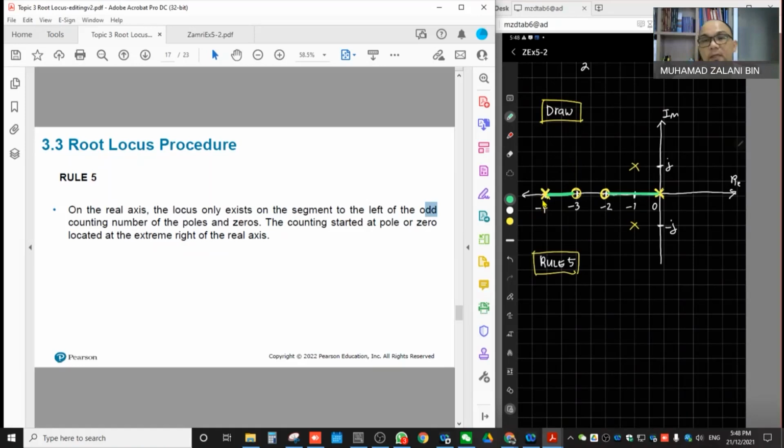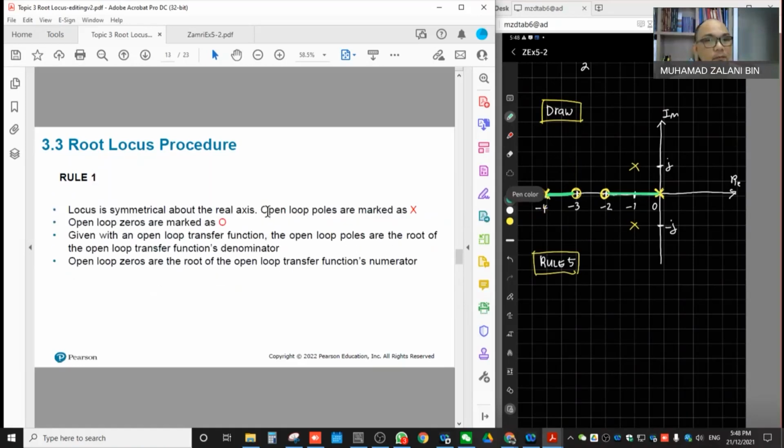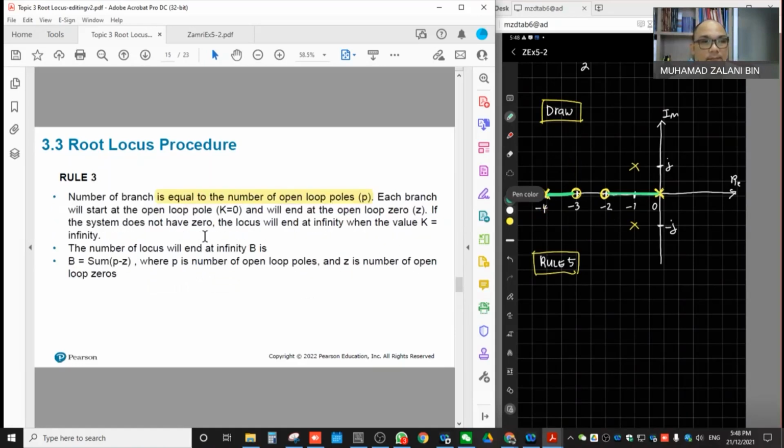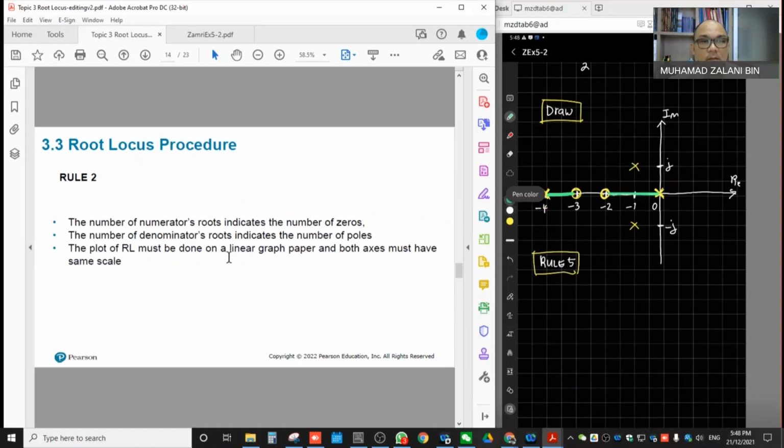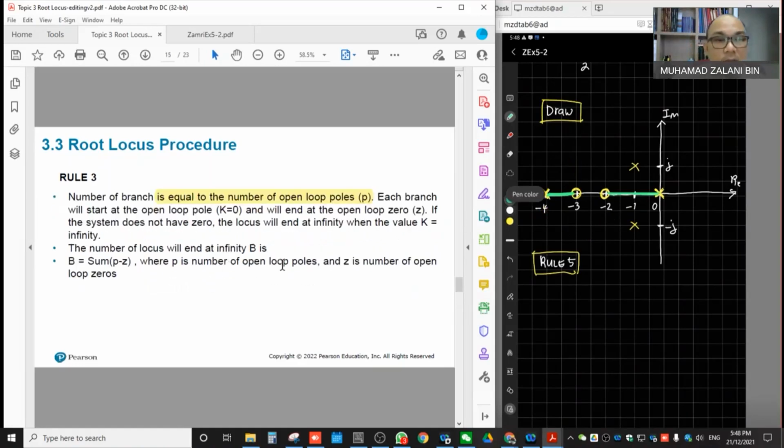So clearly, from the rule, one pole will start and end at 0. So we have this pair. We have another pair of poles that will end at infinity, based on the angle of asymptotes, the centroid and so on.